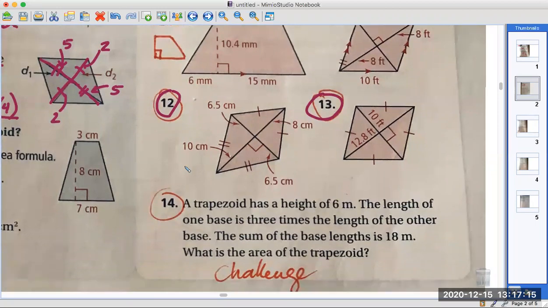Okay, so look at this, this is what I'm talking about. See how they're giving you half of the diameter? So you need to find these two, you need to find the total. So you add them. So this would be 18 and this would be 13. So you multiply those numbers and don't forget to divide your answer by 2.